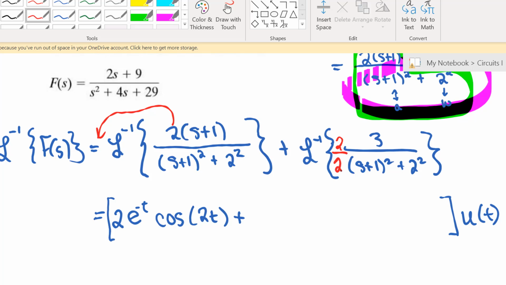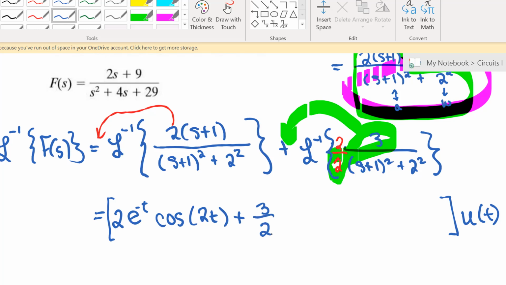So I can multiply by 2 over 2, which is 1. And then what I'm going to do is apply the constant multiple rule and pull this out in front. So then I have 3 halves out in front. And then what's left is this 2 right there in the numerator. So now I have omega over (s plus a) squared plus omega squared. So now it perfectly fits the sine part in that table.